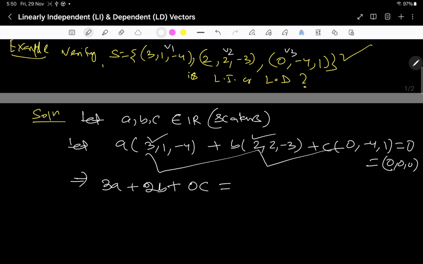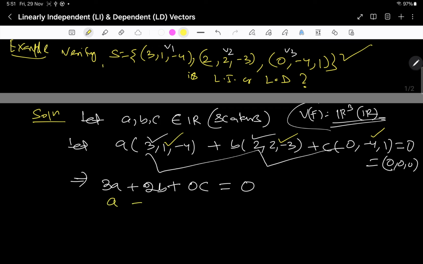Okay, here we are talking about the vector space R³ over R, right? So now this is equal to 0. Now coming to the second element here, we have A plus 2B minus 4C is equal to 0. And coming to the third element, it is minus 4A minus 3B plus C is equal to 0, right? This system is a homogeneous system.